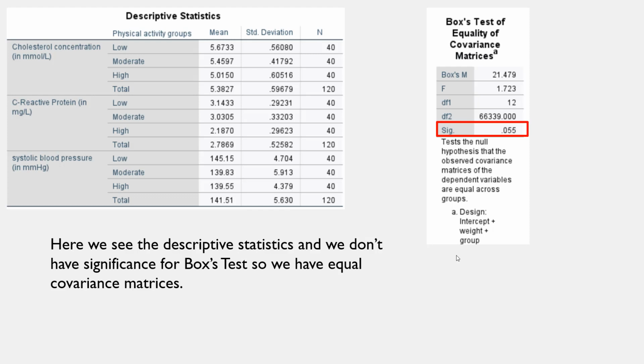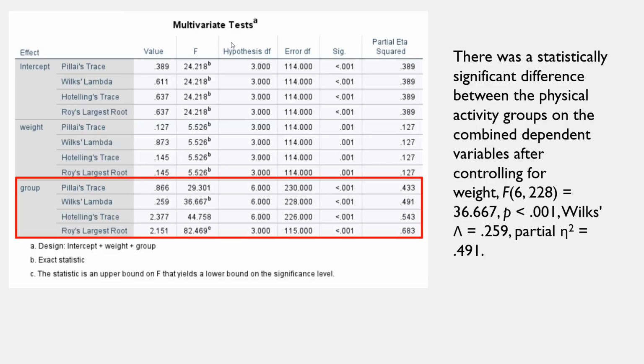Here we can see the descriptive statistics, and we don't have significance for Box's test here, so we have equal covariance matrices. So we go to our multivariate test, and we can see, looking at Wilks' lambda, that we have significant differences for the group. There was a statistically significant difference between the physical activity groups and the combined dependent variables after controlling for weight, and we report out the Wilks' lambda.